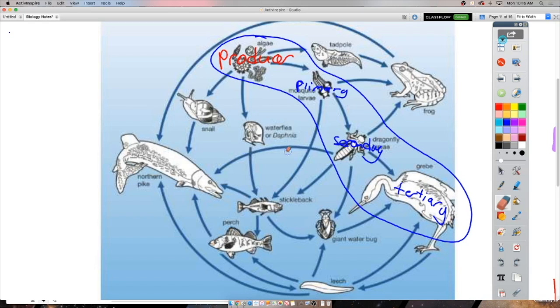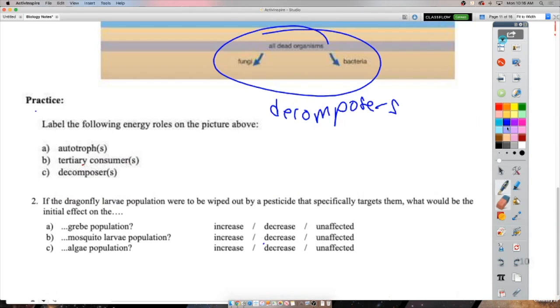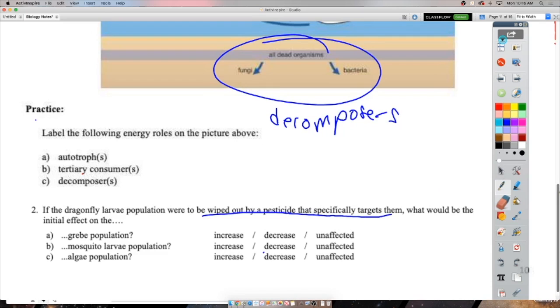If we change one, it's going to have a domino effect. It's going to affect other populations as well because everyone's depending on each other, either to control their population by eating them, or to support their population by being food for them, right? So this question here just kind of gets us to think about that a bit. So if the dragonfly larvae population were to be wiped out by a pesticide that specifically targets them, what would be the initial effect on?